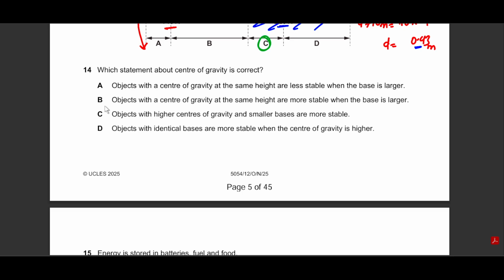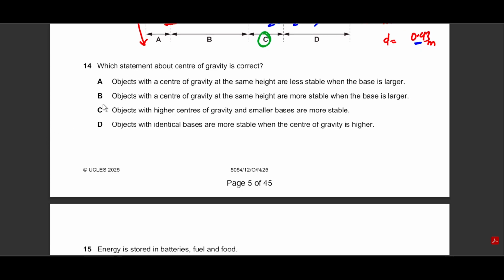Question 14: which statement about center of gravity is correct? This is based on previous knowledge and facts. Objects with the same center of gravity height are less stable with a bigger base? No, this is false. Higher center of gravity and smaller base? This is completely false, it's anti-stability. With identical bases, more stable when the center of gravity is higher? No, it's more stable if the bases are identical when the center of gravity is lower. It stands to reason that the benefit is when the center of gravity is as low as possible. So the best answer is option B.